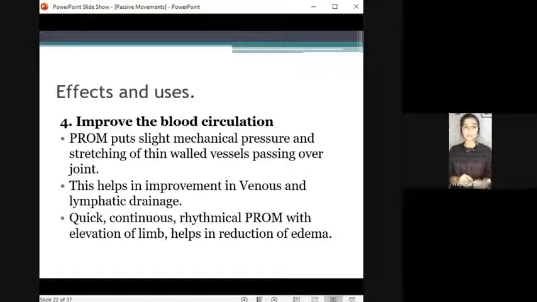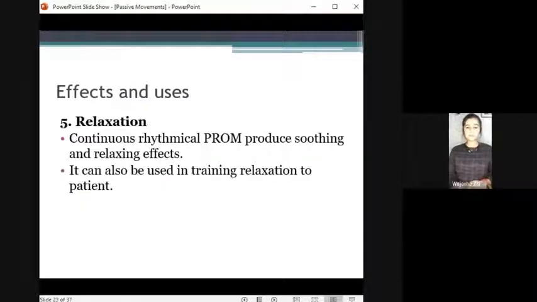So keep in mind, whenever you are performing passive range of motion for the reduction of edema, keep the body parts elevated. It will help reduce the edema. The next effect is the relaxation. Whenever you are performing continuous rhythmical passive movement, it will always soothe and relax the muscles. So it can also be used in the relaxation techniques of the patient.